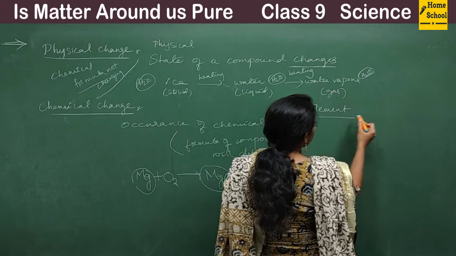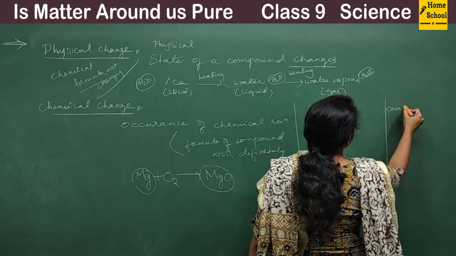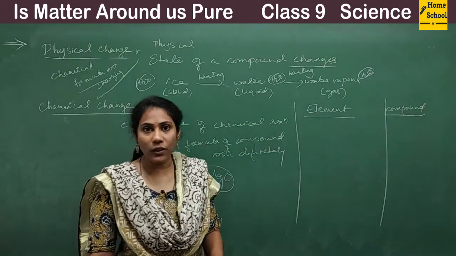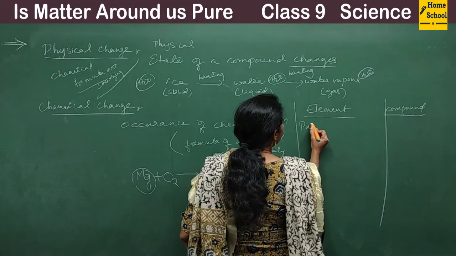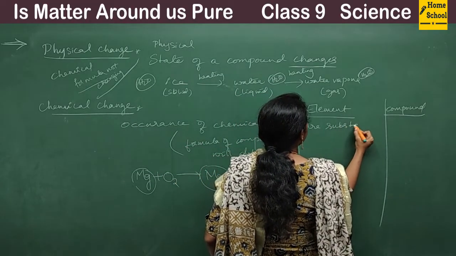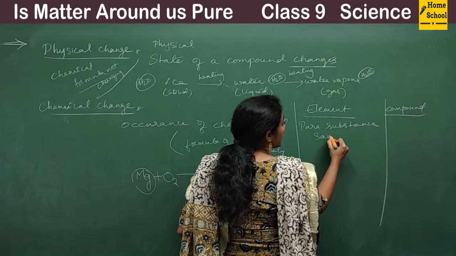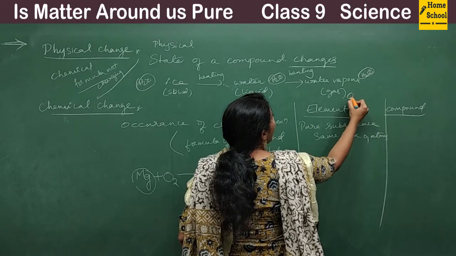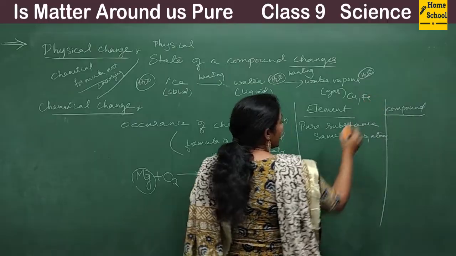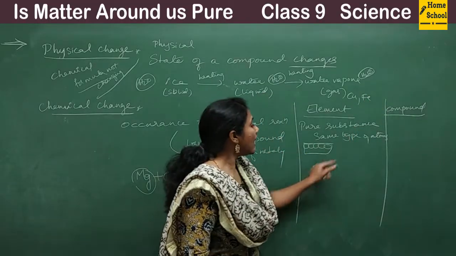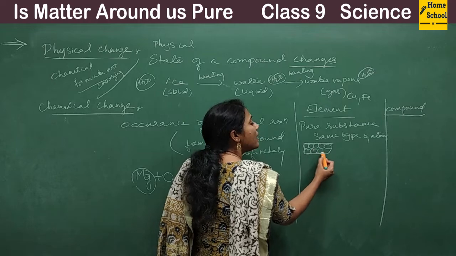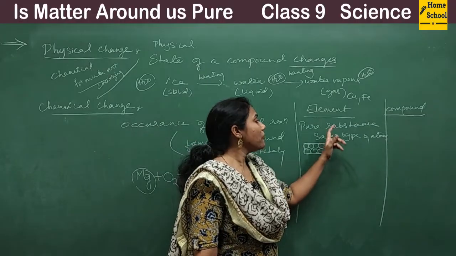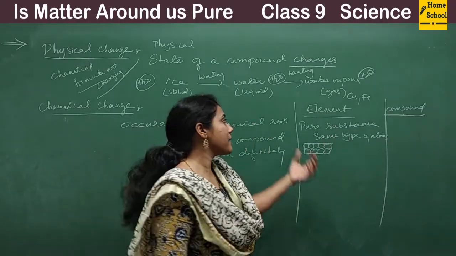So you have something called element and compound. This difference I have already told in my first video, isn't it? So what is an element? Element is a pure substance made up of the same type of atoms. For example, copper is an element, iron is an element. If you take an iron piece, all over the iron piece you have crores of atoms which look similar. All are iron atoms only. So a pure substance made up of the same type of atoms is called an element.